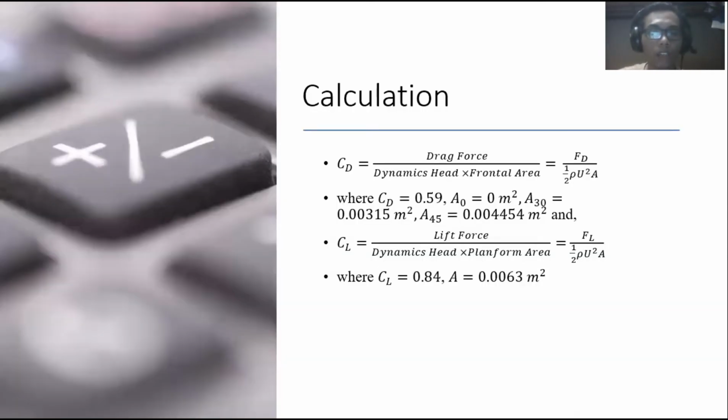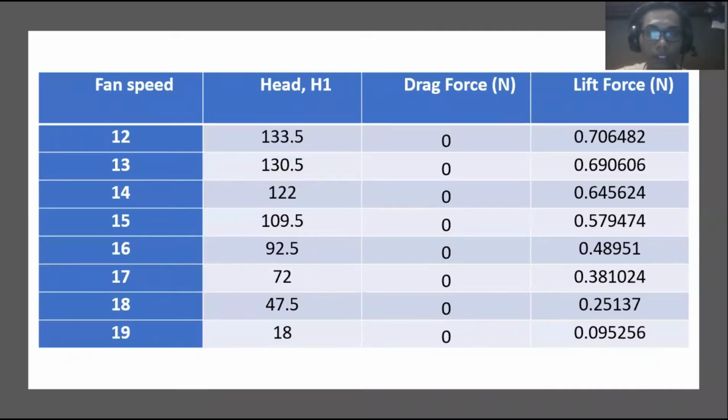So for the calculation, the equation has also been given. CD equals drag force divided by dynamic head times frontal area, where CD is 0.59. The area for 0 degree is 0 meter square. For 30 degree, the area is 0.00315 meter square. For 45 degree it is 0.004454 meter square. And for the CL, lift force divided by dynamic head times platform area, CL equals 0.84, the area is 0.0063 meter square.